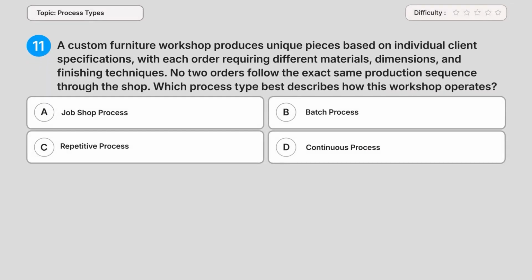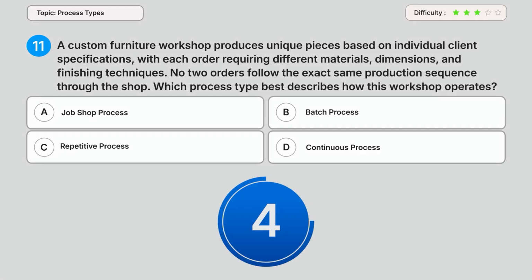11. A custom furniture workshop produces unique pieces based on individual client specifications, with each order requiring different materials, dimensions, and finishing techniques. No two orders follow the exact same production sequence through the shop. Which process type best describes how this workshop operates? A. Job shop process. B. Batch process. C. Repetitive process. D. Continuous process.